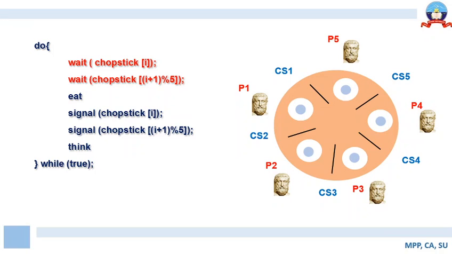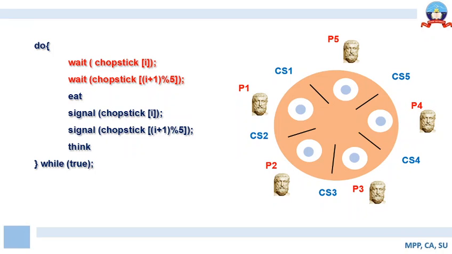So for philosopher number 5, it will be chopstick number CS5 and CS1. In order to facilitate it to pick CS1, we are making it I plus 1 mod 5. So a philosopher will implement a wait on chopstick number I, and then it will implement a wait on chopstick number I plus 1 mod 5. For philosopher 1, it will be CS1 and CS2. For philosopher 2, it will be CS2 and CS3. For philosopher 3, it will be CS3, CS4. For philosopher 4, it will be CS4, CS5. And for philosopher 5, it will be CS5 and CS1.